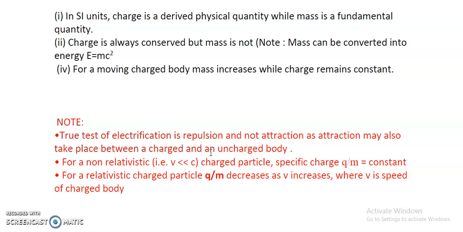That happens because the scale has already become charged after rubbing it with hair. So what we observe there is that one particle is charged and the other particle is uncharged, so attraction occurs. Therefore, whether a body has been electrified or not cannot be tested with attraction; it can be tested with repulsion.